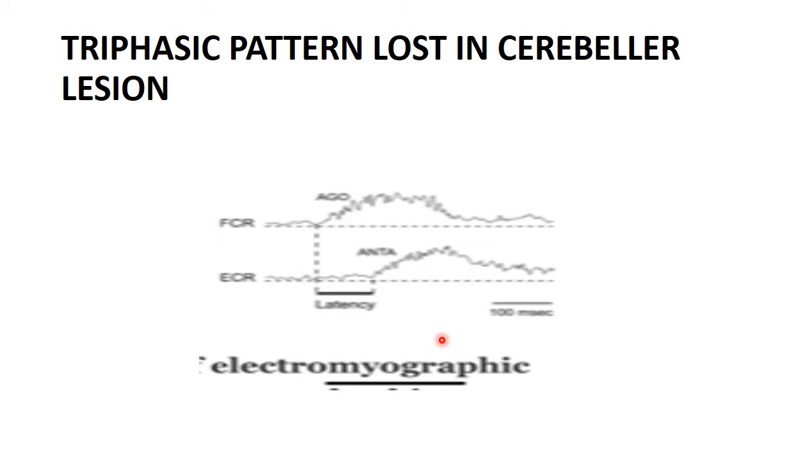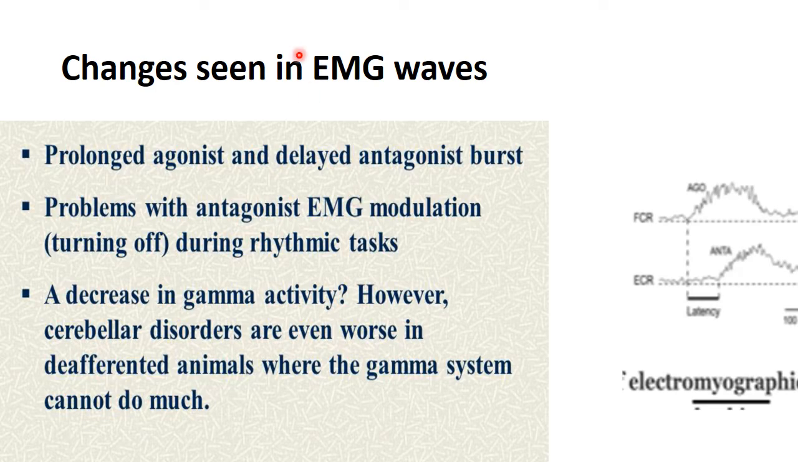So this is a very important finding when we find dysmetria. The changes seen in the EMG waves: this is triphasic, this is not triphasic. Latency period is increased, with prolonged agonist action and delayed antagonist burst. So the problem is mainly with antagonist EMG modulation, turning off during the rhythmic task. So there is a change or decrease in the gamma activity.